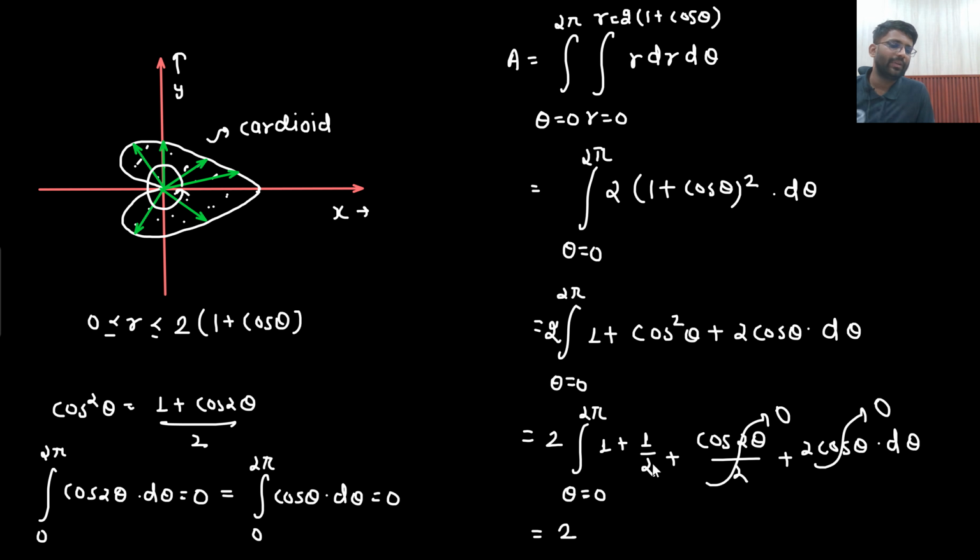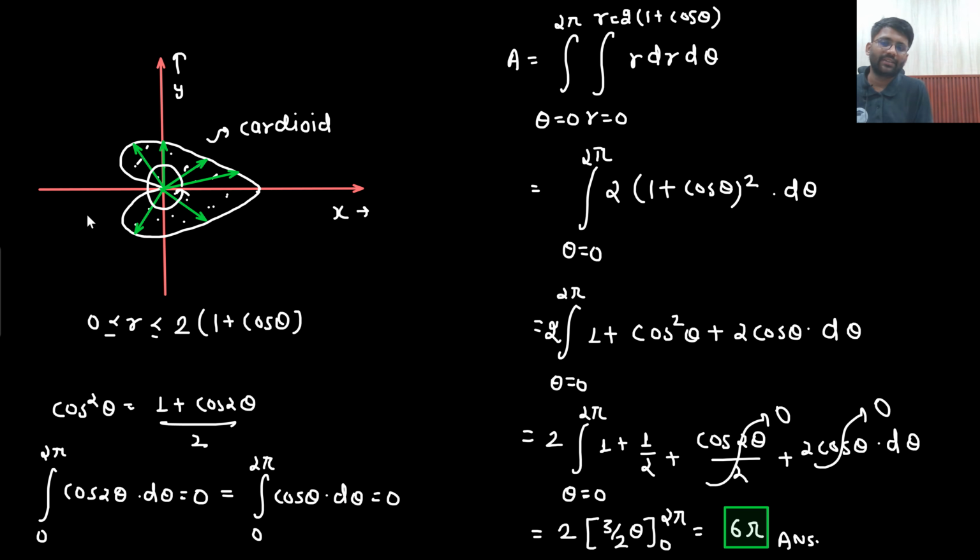So what will you be left with? You will be left with 3 by 2 into theta. So 2 into 3 by 2 into theta, with theta going from 0 to 2 pi. So 3 comes outside. The answer is 6 pi only. This is the answer that you get. So 6 pi is the area you will be getting.